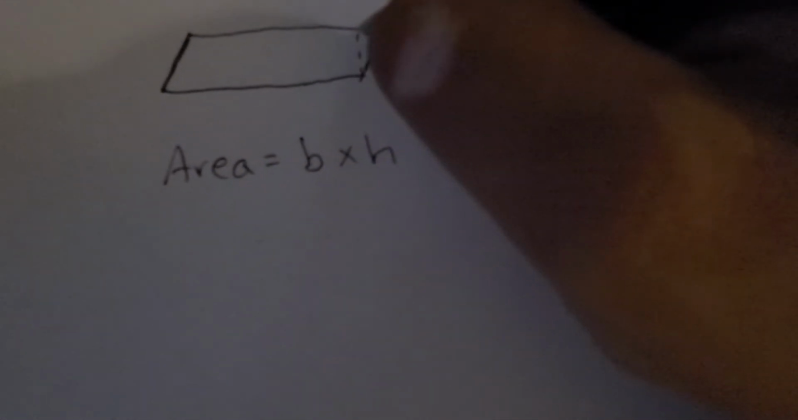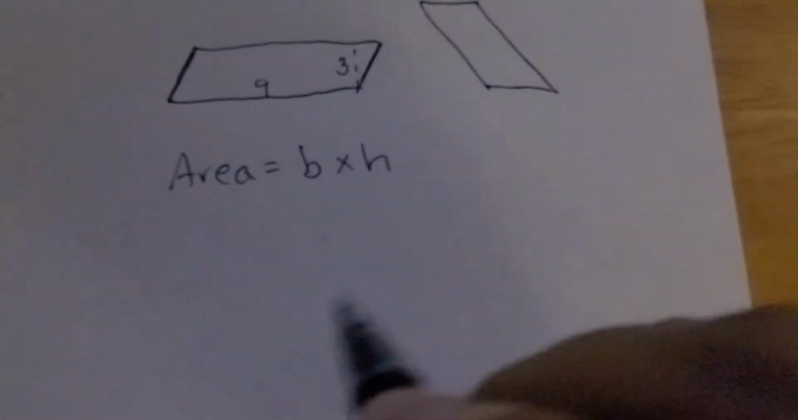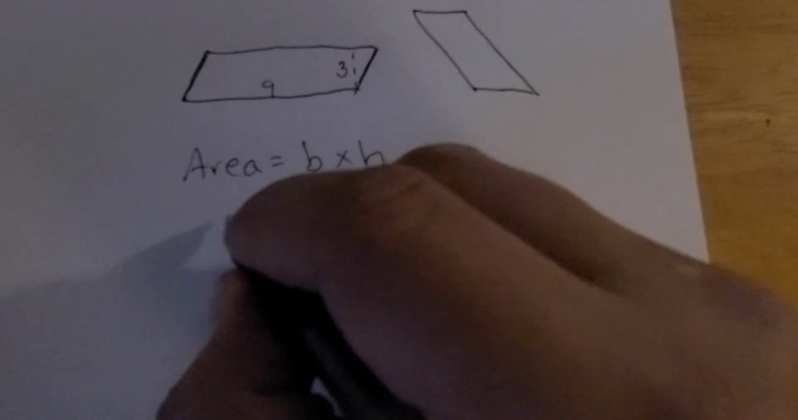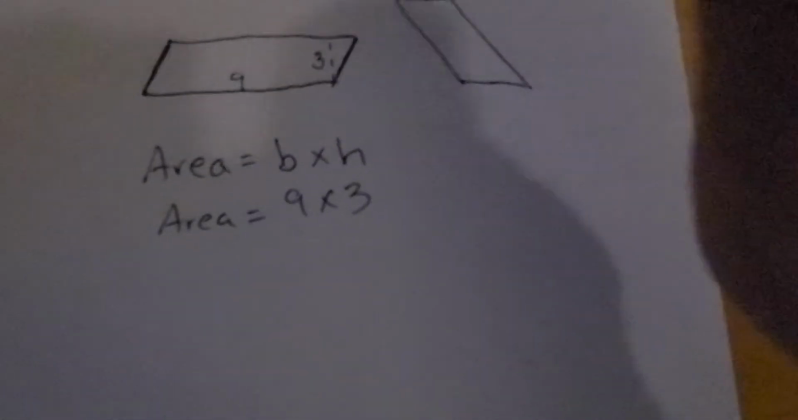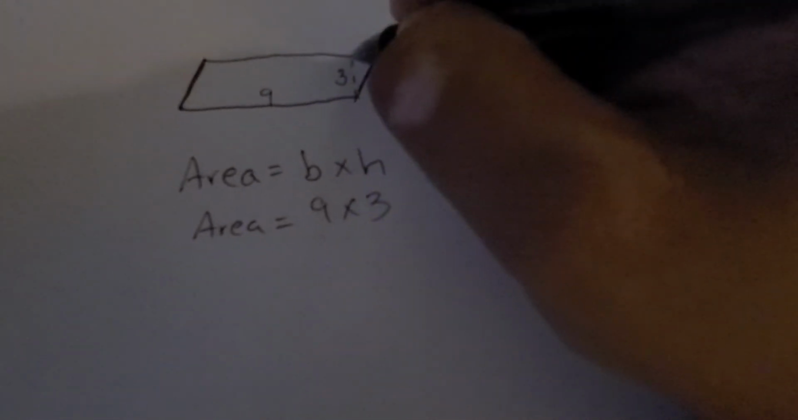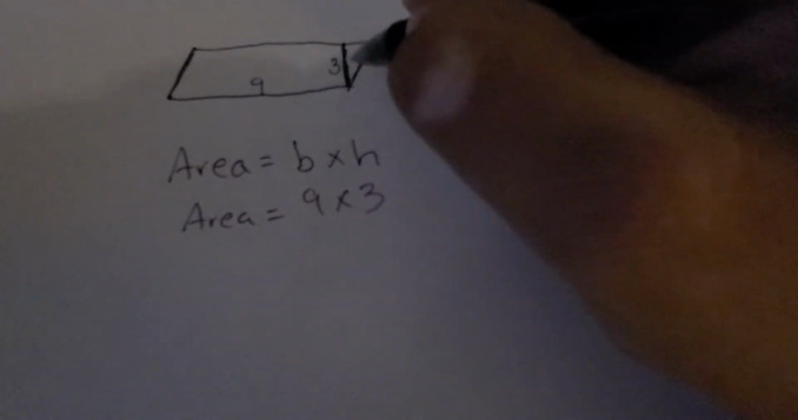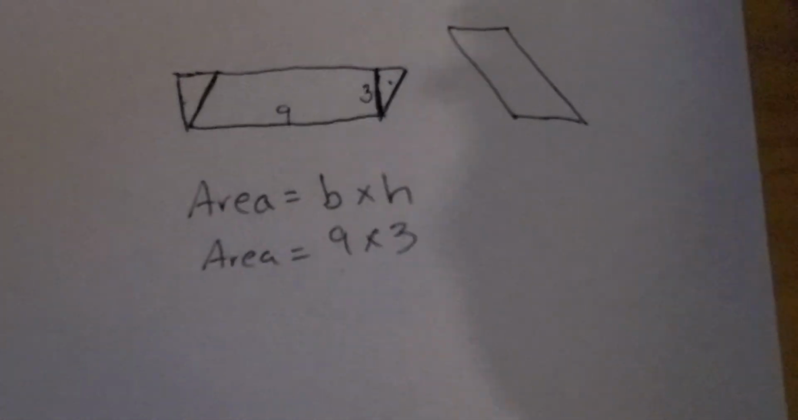If our height was 3 and our base is 9, our problem would be area equals 9 times 3. But this is how we justify it. Basically, this little triangle that's extra goes over here. You see, this little triangle and this little triangle are basically the same size. This triangle goes over here to make it a complete rectangle.